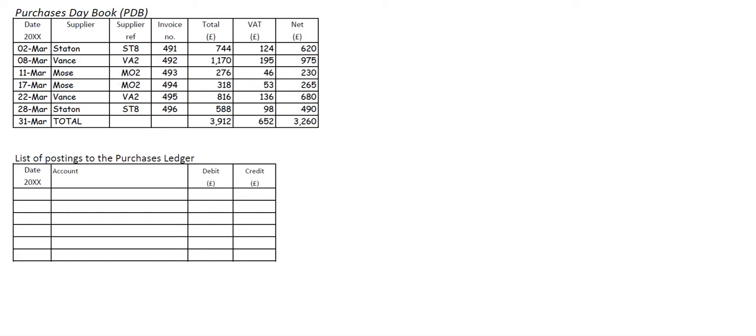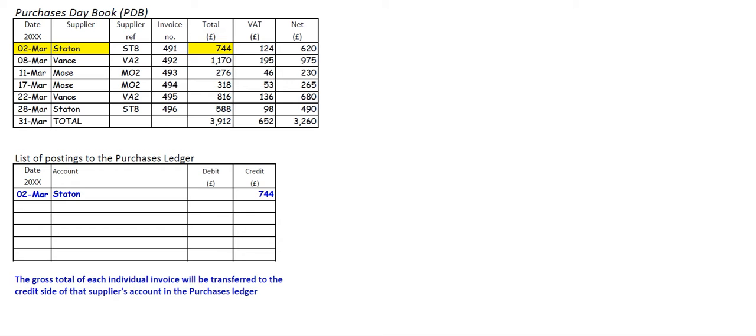I've got a postings list and we'll now start to complete this. So for each individual invoice in that purchase daybook, we're going to record the date of the invoice. We'll record the name of the supplier and sometimes the supplier reference as well, and the gross amount.